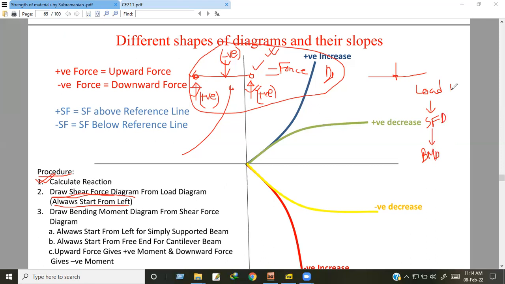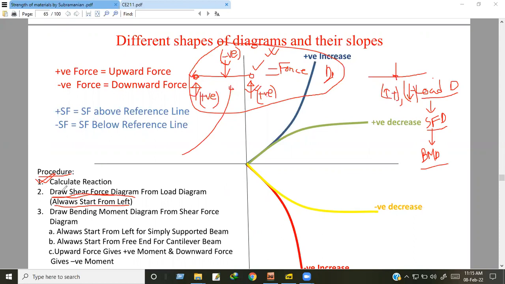Here, always the upward direction load is positive and the downward direction load is negative. The force in this direction is negative. Then first we will calculate the load diagram. Then using the load diagram, we will draw the shear force diagram, and using the shear force diagram, we will draw the bending moment diagram.